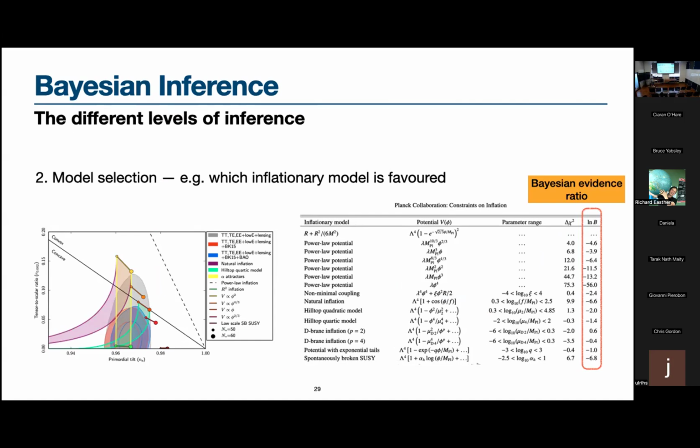The other kind of inference, the one that we're interested in this work, is Bayesian model selection. So this is the idea: given the data, irrespective of model parameters, you try to figure out which model is preferred over the other. An example of this could be, again, using CMB data, to try to figure out which inflationary potential is favored. For this, you need to calculate what is called the Bayesian evidence ratio. This was done, for instance, in the recent Planck paper as well. They ruled out certain classes of models as well.